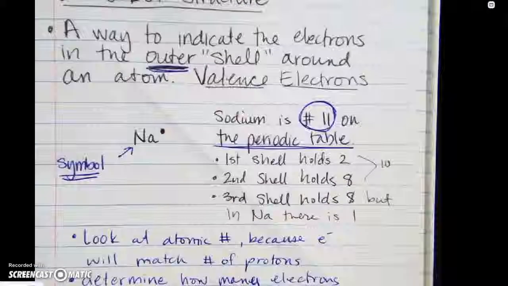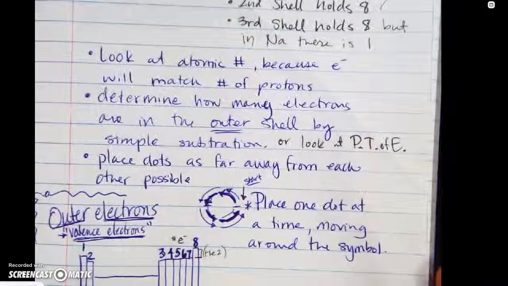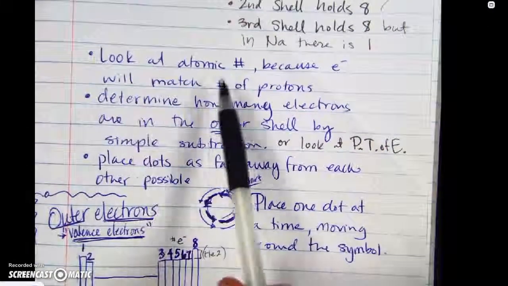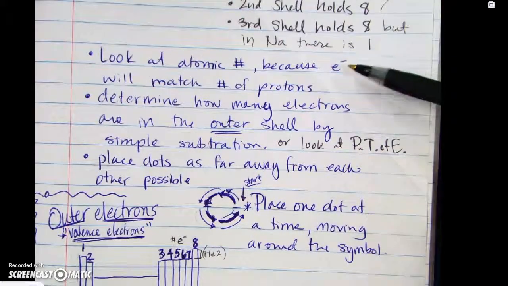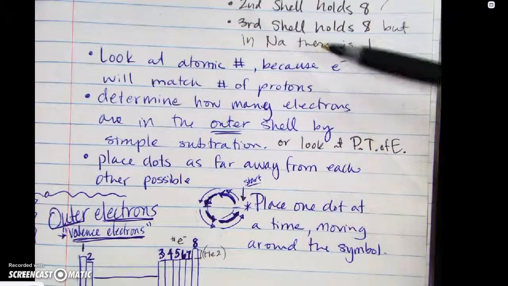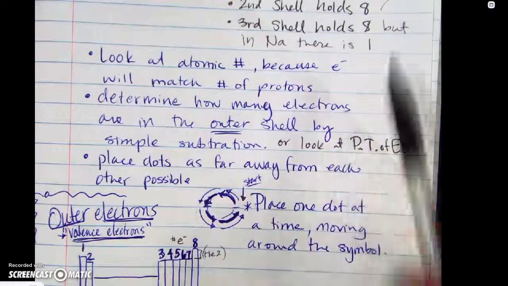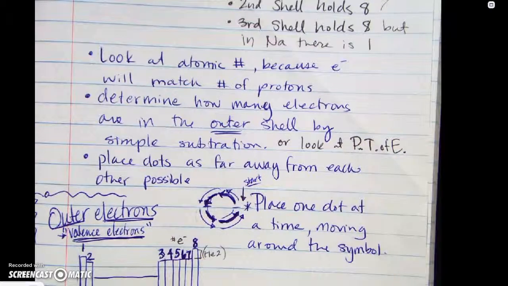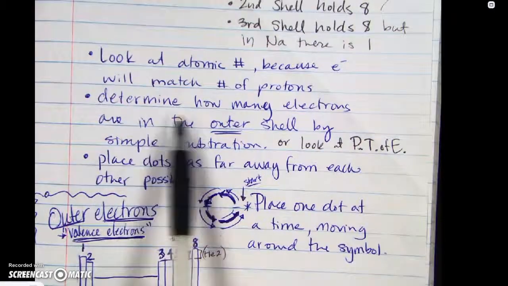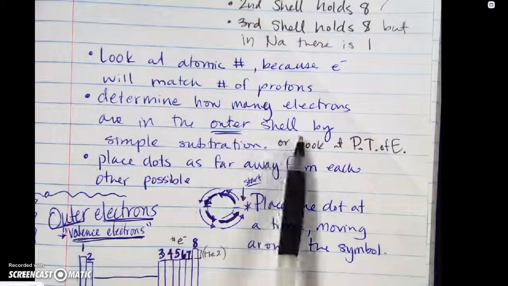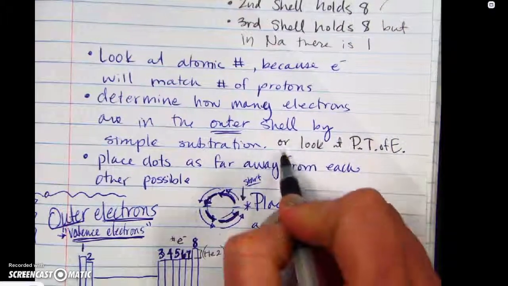Okay, and as for where to draw the dots, there's a right and a wrong way to do it. You look at the atomic number and you figure out that on sodium there's going to be 1, because the electrons will match the number of protons. There's going to be 1 in that outer one. It's kind of like a remainder in division. It's left over. Determine how many electrons are going to be in the outer shell. Simple subtraction, or this trick.